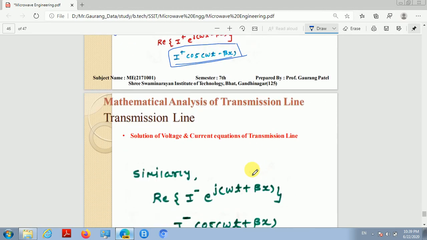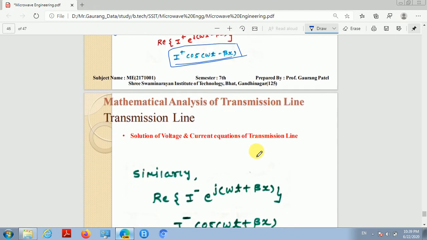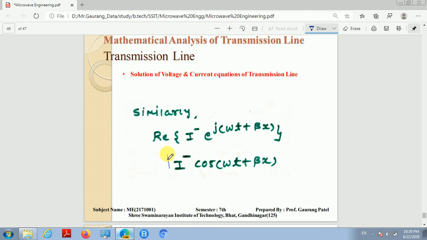Similarly, if I consider the second part of the current, that is I minus e raised to gamma x e raised to j omega t, then I will get I minus cos omega t plus beta x. This is nothing but the current traveling wave in the backward direction. So ultimately, at high frequency the voltage and current become traveling waves. Whatever the concept of low frequency current and voltage, that is now converted into wave phenomena. Now the voltage and current become waves at high frequency.